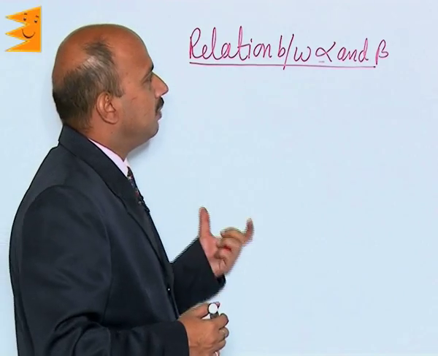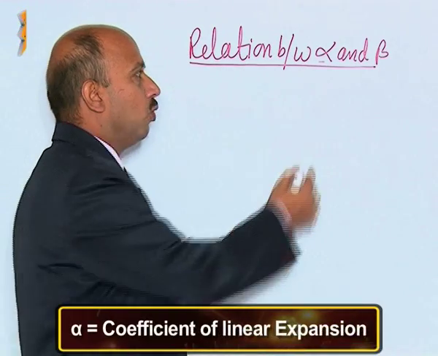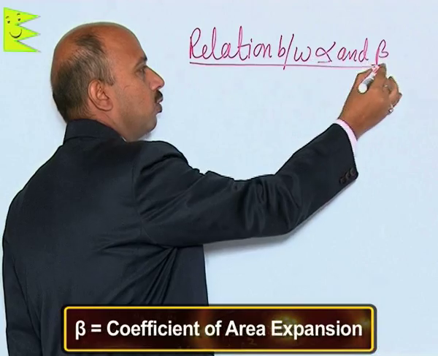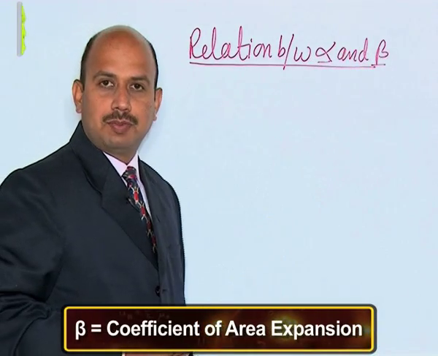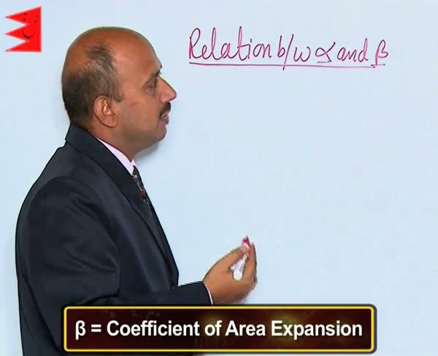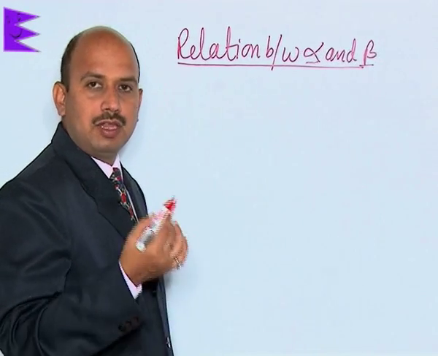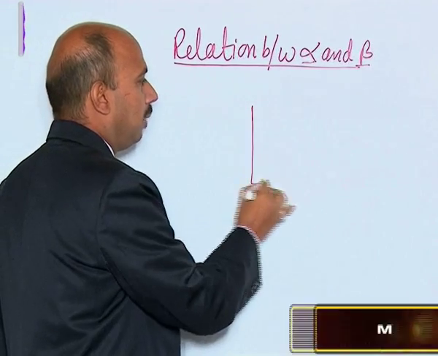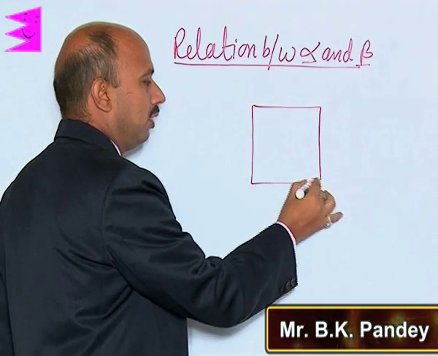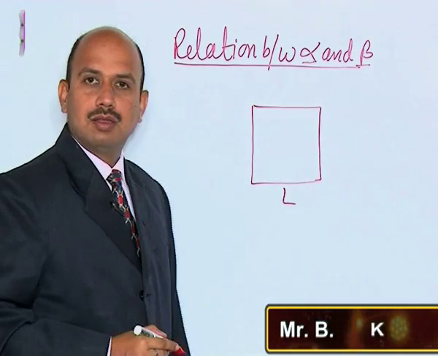Now see a relation between alpha and beta. Alpha is the coefficient of linear expansion, beta is the coefficient of area expansion. So to show the relation between alpha and beta, just take an example of any square plate. Suppose you have taken a square plate whose side is L.